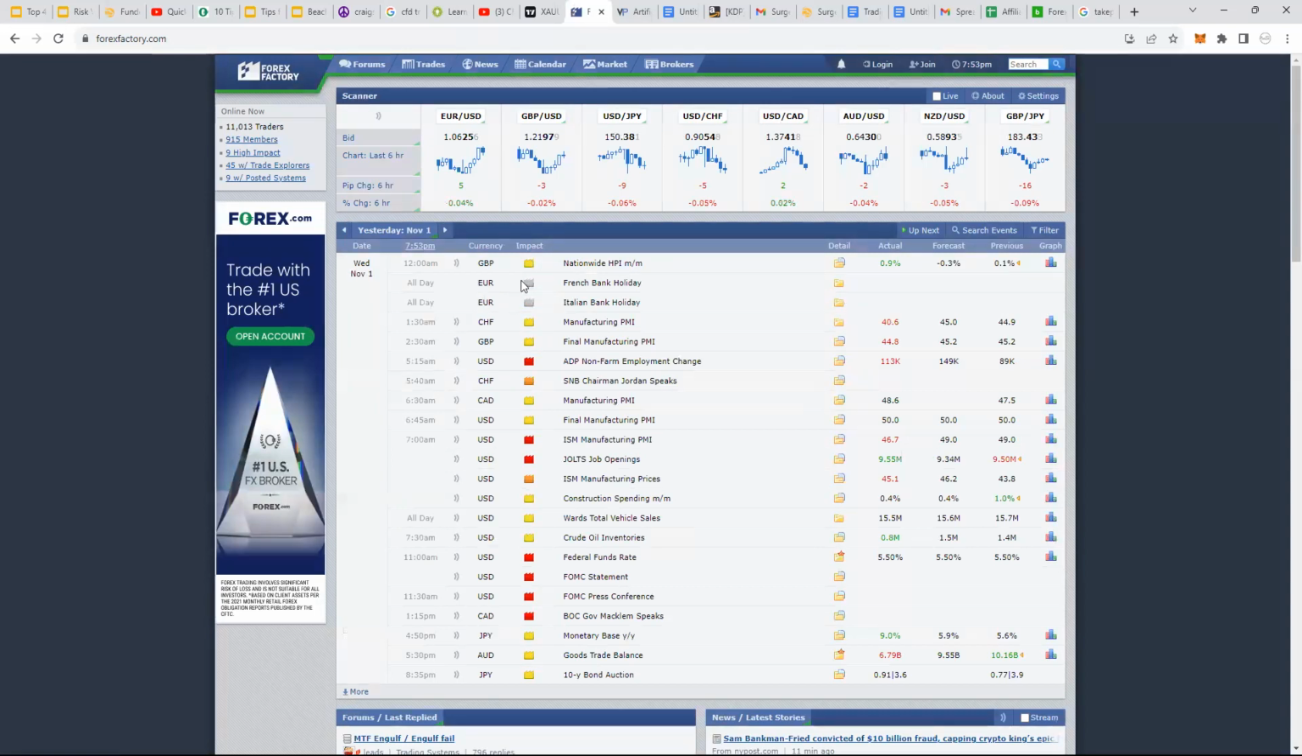Yesterday, we had some news. It said that the Euro banks are closed down: France, French bank, and Italian. So I would avoid trading the Euro during this time. The whole day is closed. You don't know what's going to happen. I would just avoid it. We only take a couple trades that have the Euro in it.